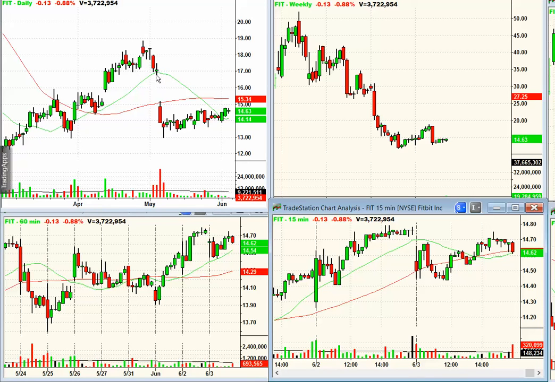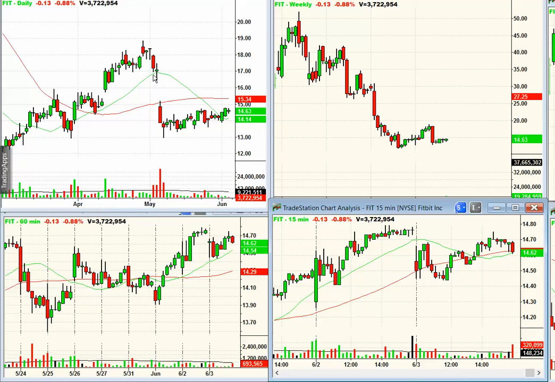But notice, on that particular day, thank goodness I got stopped out, because the very next day, look what happened. It gapped down big, and then it went down hard. I mean, this thing dropped from 17 to 13 in a matter of two days, from top to bottom. That's why taking your stops is vitally important.